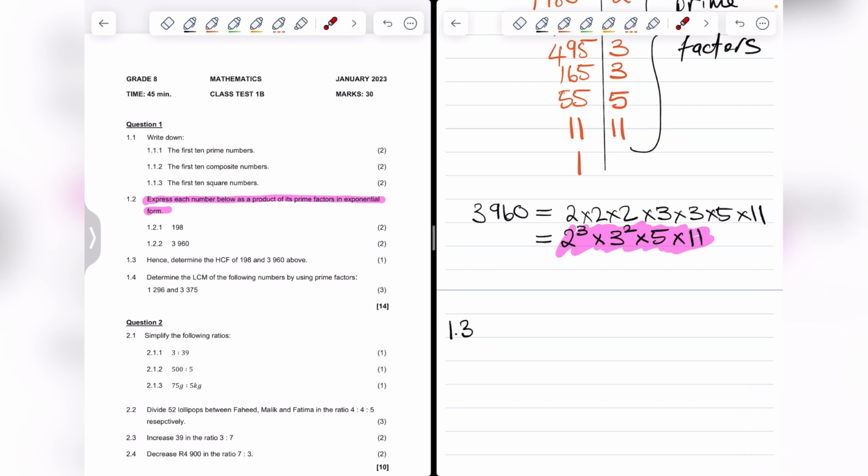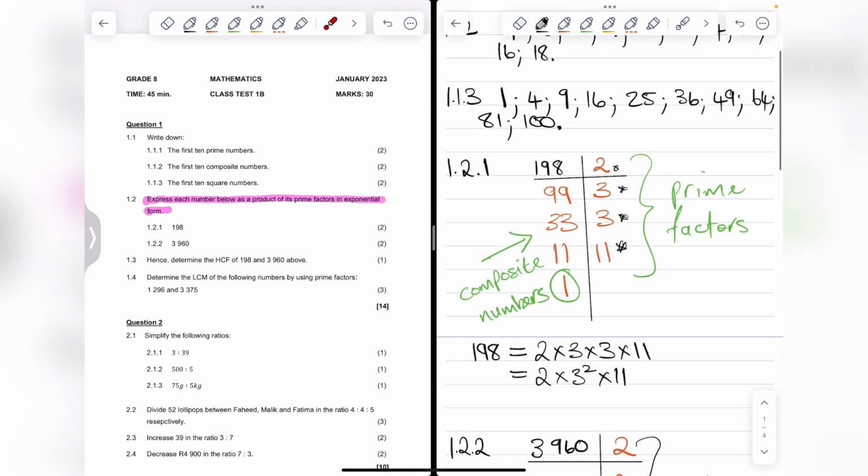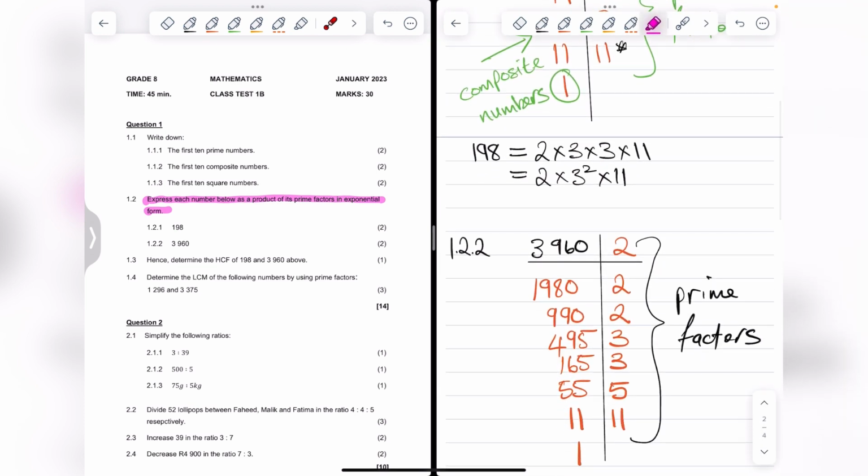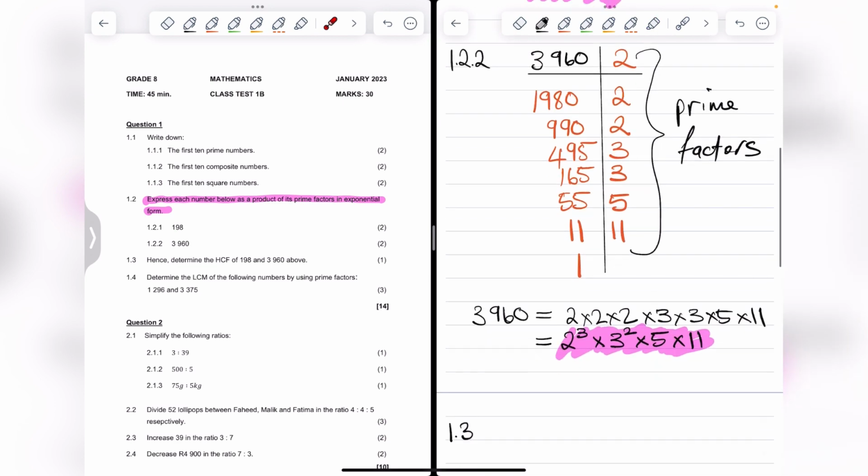So since you've done what you've done in 1.2 in the previous question, determine now the highest common factor of 198 and 3,960. In other words, use the answers of 1.2.1 and 1.2.2 and tell us what is the highest common factor of those numbers. So what I will do is I'll go back to 1.2.1 and I'm going to say, okay, 198 as a product of its prime factors is that. So I'm going to quickly go and just write that again.